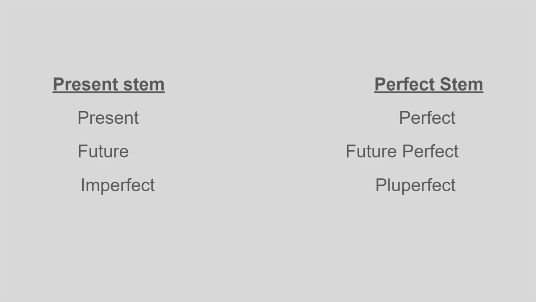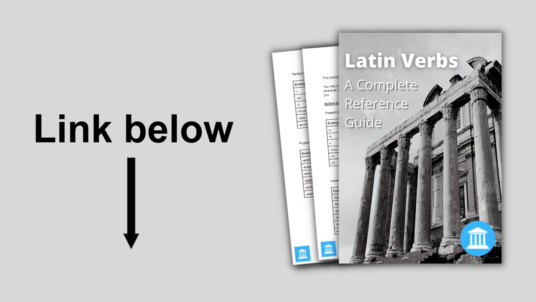Now, I've just focused on active verbs in this video. If you want passive verbs, you'll be able to find videos on this topic on my channel soon. Don't forget to go and download that free PDF, a complete reference guide to Latin verbs. It has all the endings for active and passive verbs, plus indicatives and subjunctives for all tenses. You might not need it all right now, but it's broken down into easy sections, so you can pick and choose the bits you need.